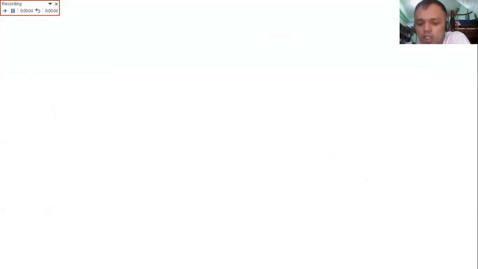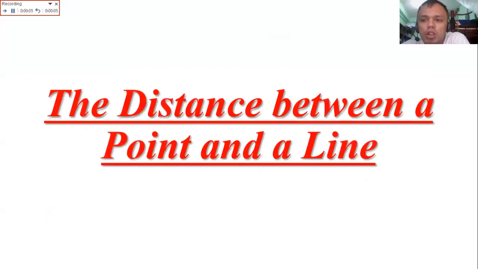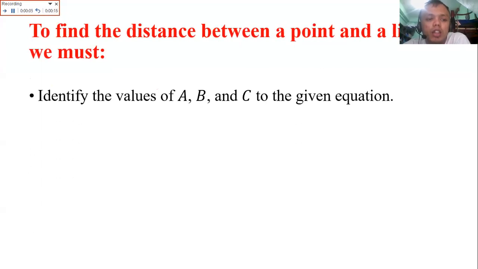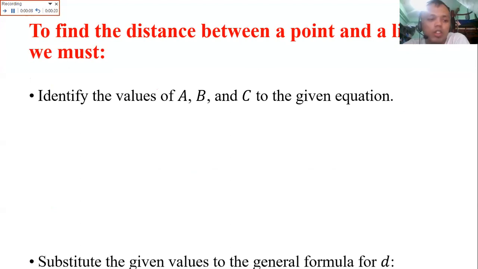So balik tayo sa distance. But this time, we are going to compute for the distance between a point and a line. To find the distance between a point and a line, we must identify first the values of A, B, and C to the given equation.